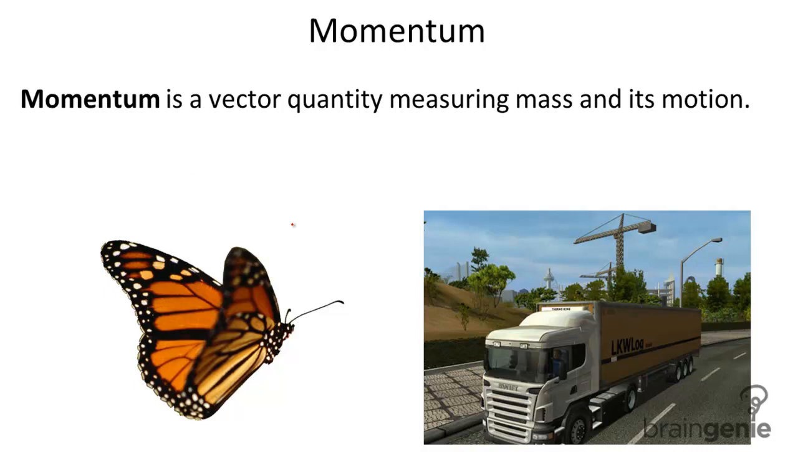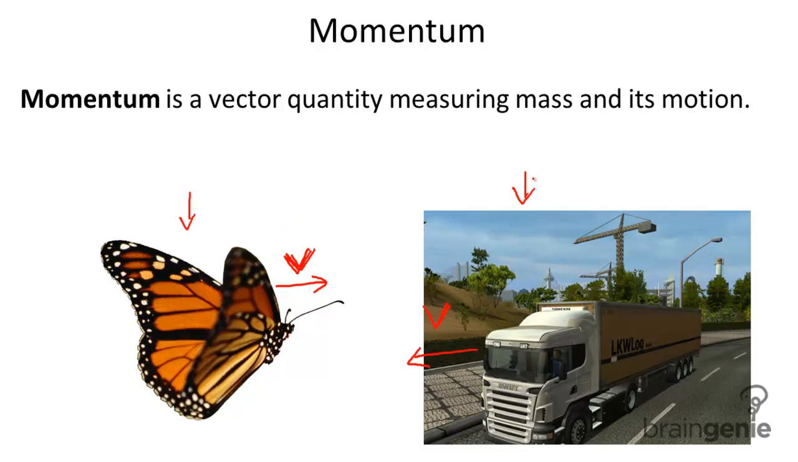In the two pictures on this slide, we have a butterfly and we have a big freight-carrying truck. Let's just say that both the butterfly and the truck are traveling at the same magnitude of velocity. They have the same relative velocity. So they're both traveling quite fast. The butterfly is flying, and the truck is obviously driving down the road. They're both moving quite quickly.